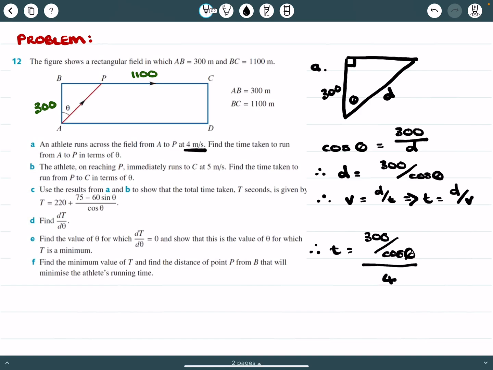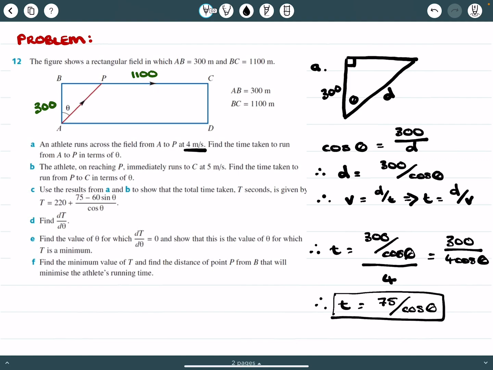And I know that that's 4. Therefore, I find that my time is going to be 300 divided by 4. I could write that as 300 over 4 cos theta, and this gives me 75 all over cos theta. So that's the time that the runner takes to travel from A to P if the runner is cutting diagonally across the field. So part A is done.